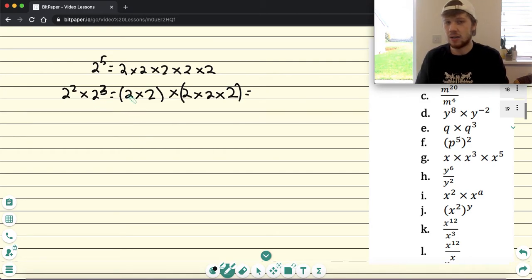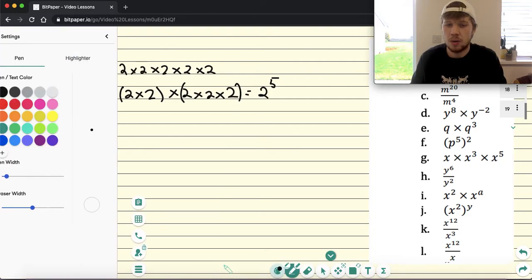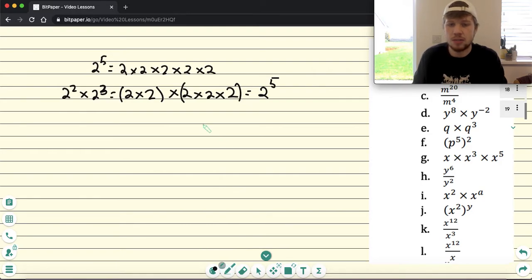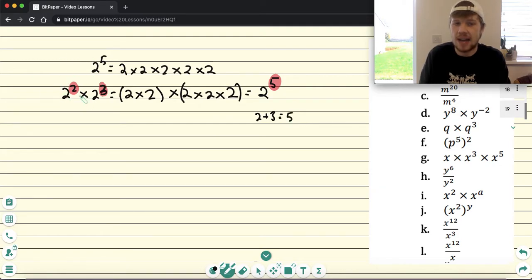So I'd look at what I've got in my longhand: 2 times 2 times 2 times 2 times 2. There's 5 2's here, and similarly to what I've just suggested, this must be equal to 2 to the 5. So what I'm going to do is think about how I could get the answer of 2 to the 5 by looking at my indices, and we should be able to work out that 2 plus 3 would give us 5. So we have to add our indices, add our exponents.